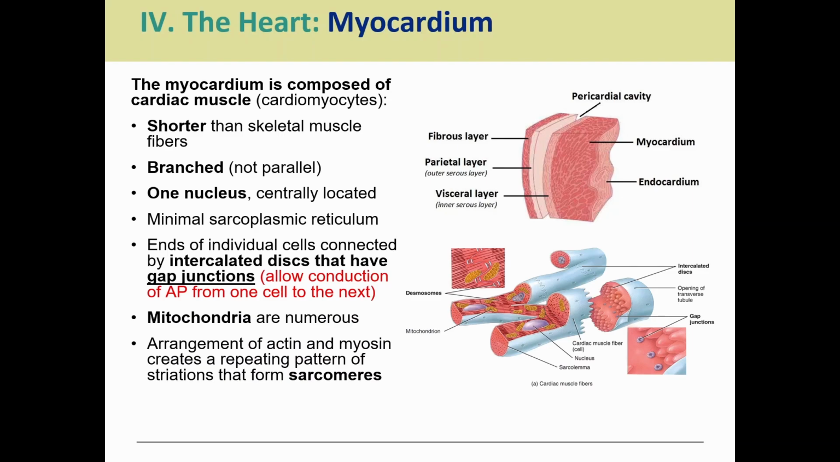Lots of mitochondria, as you would expect, because we are constantly pumping, right? We're constantly going through contraction cycles. And so because of that, we need lots of energy, which means more mitochondria. And we do see sarcomere arrangement, just like we saw with skeletal muscle. So that's going to be common between skeletal and cardiac muscle.